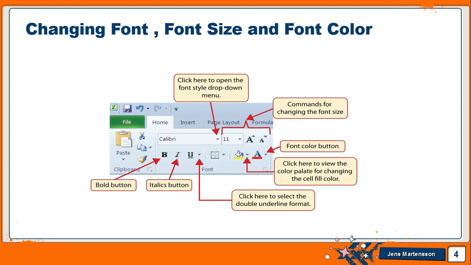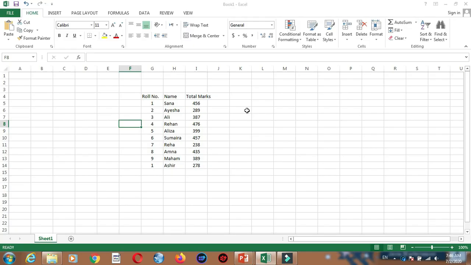Next topics: changing font size and font colors. So students, let's move towards Excel environment so that we can know how we can change font style, font size and font color of our data. So students, we are now in the environment of Microsoft Excel 2013. Here I have created a small table, a list of the students with the name and total marks. Now on this table we have to apply the font formatting.